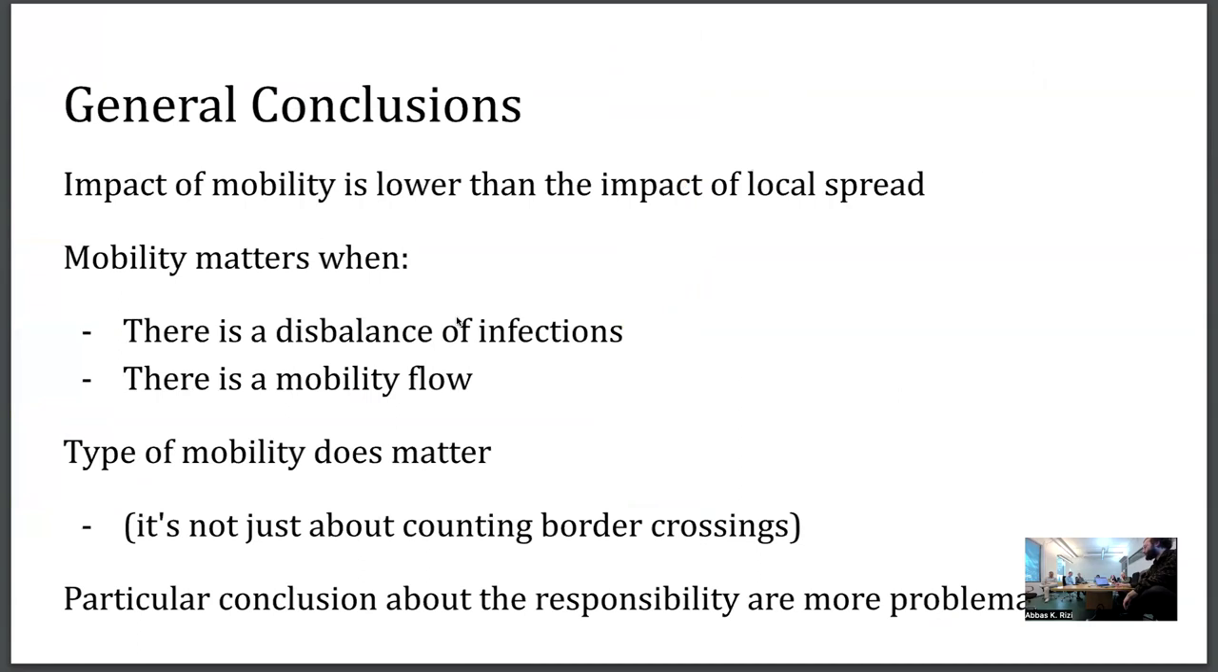The conclusion we got from these papers, generally speaking, is not very surprising, right? It's pretty much a mathematical proof of things you already know. So how does mobility, people moving between countries, influence the spread of a disease? Well, there are certain conditions when this mobility matters. First, there should be a disbalance of infection between countries. So one country should have a lot of infection and another should have very few. And then there should be people moving between the two countries. So if that happens, then infection would travel. Otherwise, it doesn't matter.